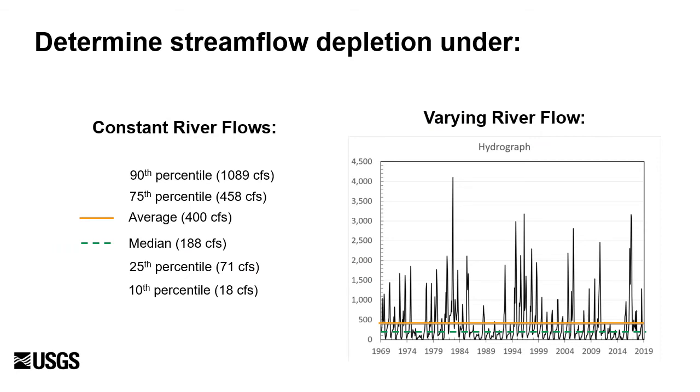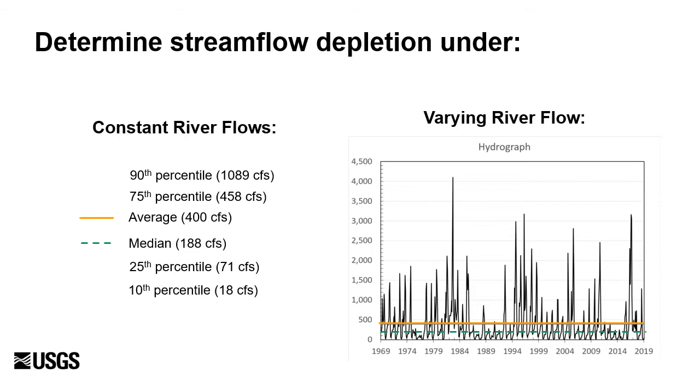What we're doing here is taking a look at the stream flow depletion that occurs under different river conditions. On the left side, we show the tests that we did for constant river flows. We test the various percentiles of flow: the 10th, 25th, 75th, and 90th, and the 50th percentile, which is the median. And then we also look at the average flow. And then we also take a look at a system that has a river that fluctuates, as you would expect to occur in real life.